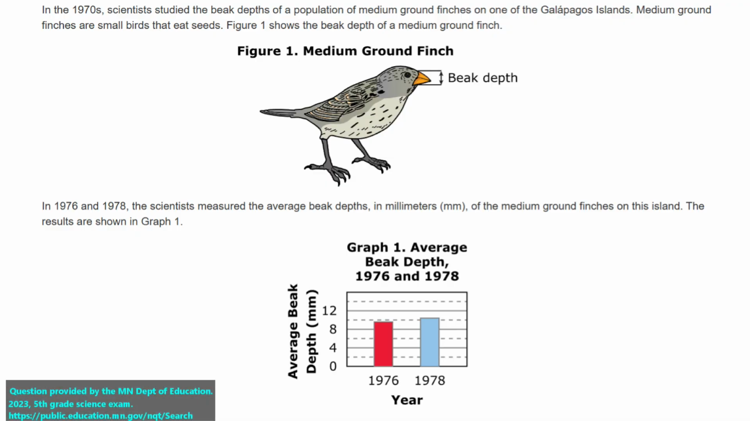In the 1970s, scientists studied the beak depths of a population of medium ground finches on one of the Galapagos Islands. Medium ground finches are small birds that eat seeds. Figure 1 shows the beak depth of a medium ground finch. In 1976 and 1978, the scientists measured the average beak depths in millimeters of the medium ground finches on this island. The results are shown in Graph 1.